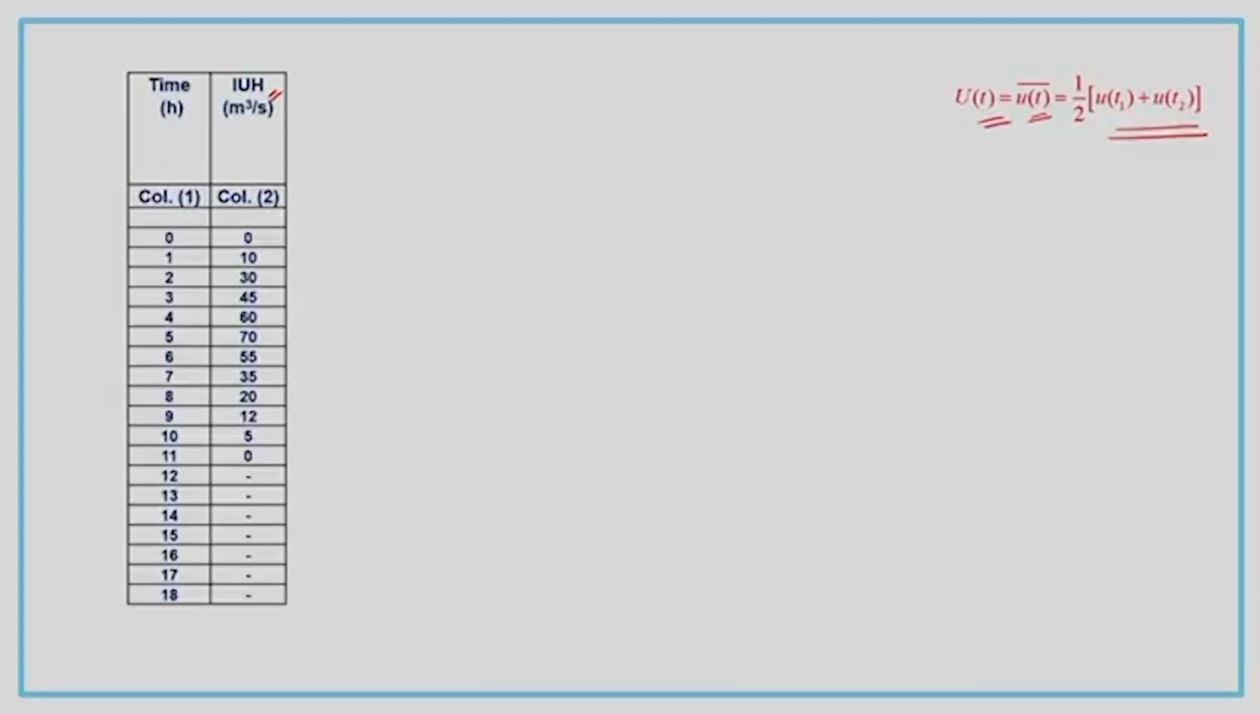That is the duration d corresponding to unit hydrograph. Here we have been asked to derive 3R unit hydrograph. That means we need to have the ordinates from IUH and then we need to lag it by 3 hours. So, let us start solving the problem.